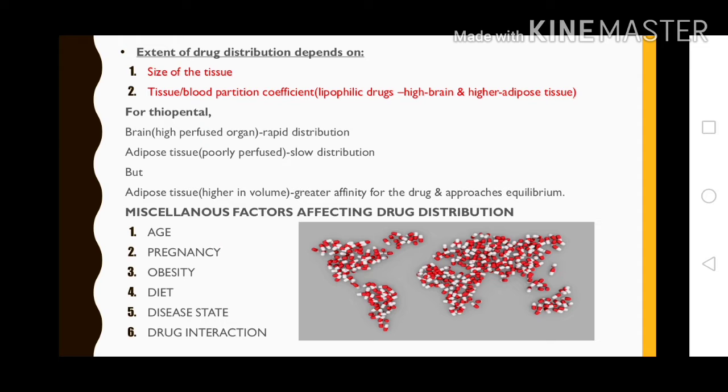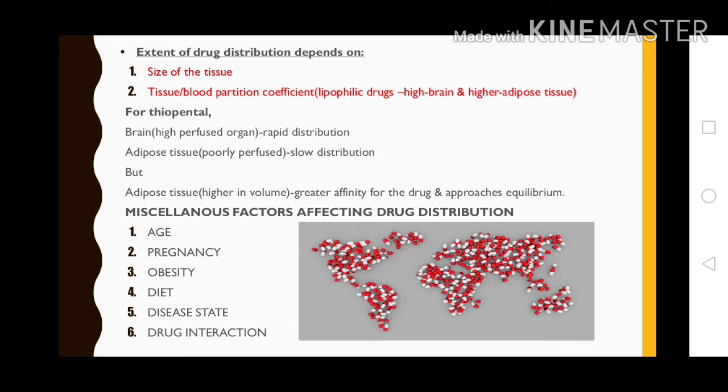The next is extent of distribution of drugs. The distribution of drugs depends on the size of the tissue. So the larger the size of the tissue, the greater the distribution. Second is the tissue blood partition coefficient. It means that the greater the partition coefficient, the greater the diffusion rate.